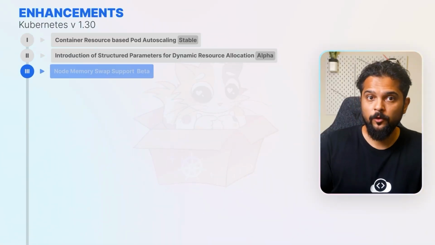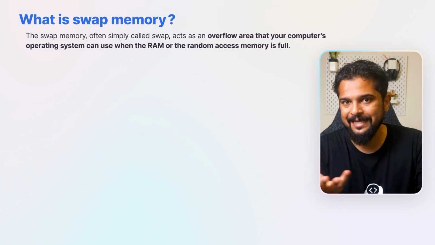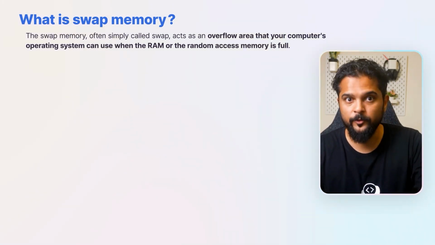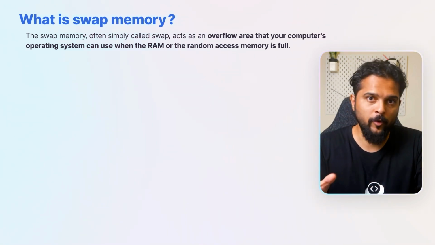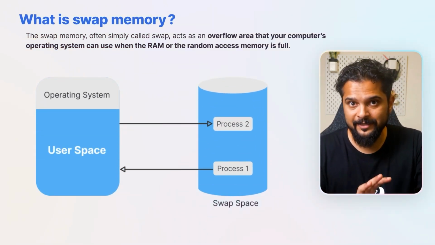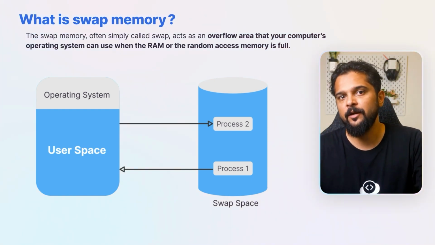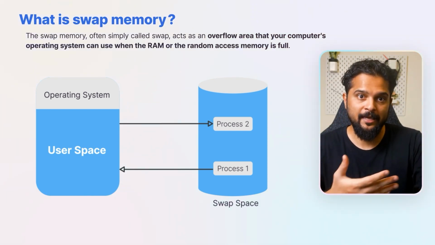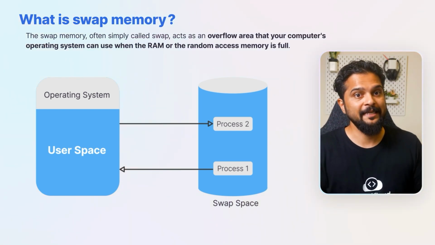Next, we look at the node memory swap support feature, which is in beta stage. Originally, Kubernetes disabled the swap memory feature by default. The swap memory, often simply called swap, acts as an overflow area that your computer's operating system can use when the RAM, or the random access memory, is full, and you probably know this already. So when the physical memory, RAM, is not sufficient to handle the current tasks, the operating system temporarily moves some data from the RAM to a designated area on the hard drive or SSD known as the swap space. And this process allows the system to free up RAM for new tasks that need immediate attention.